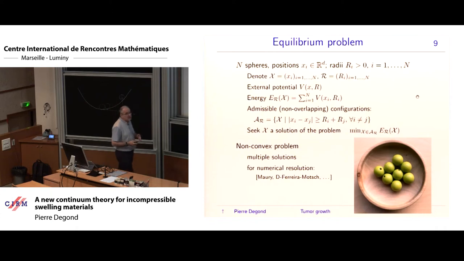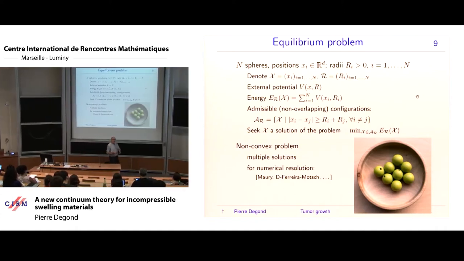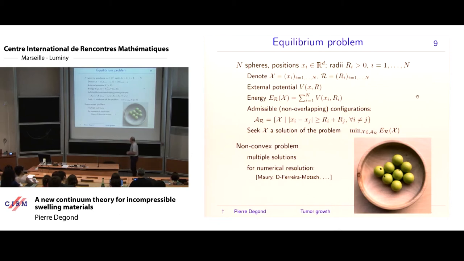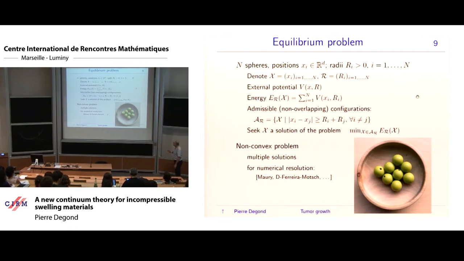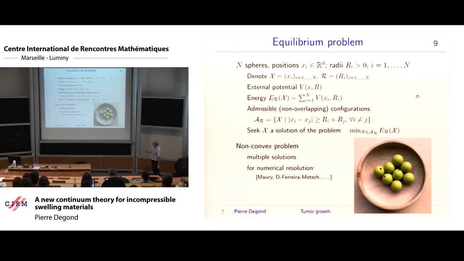If you start from, say, a random configuration with possible overlapping, then you may wish to find the admissible configuration which is the closest to that one. That's a way to sort of solve the uniqueness in some sense. But in any case, in general there is no uniqueness, and for solving this kind of problem there has been work by Bertrand and also some work that I did with my former student, Marina Ferreira.